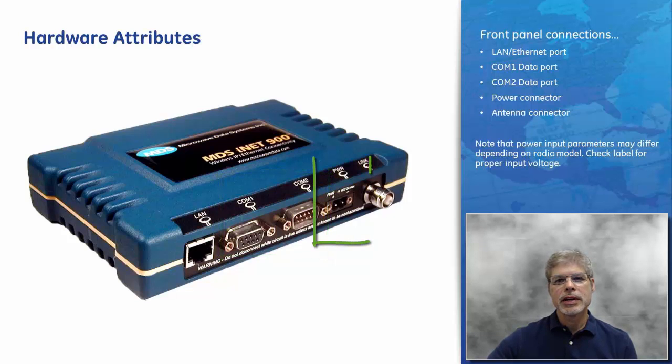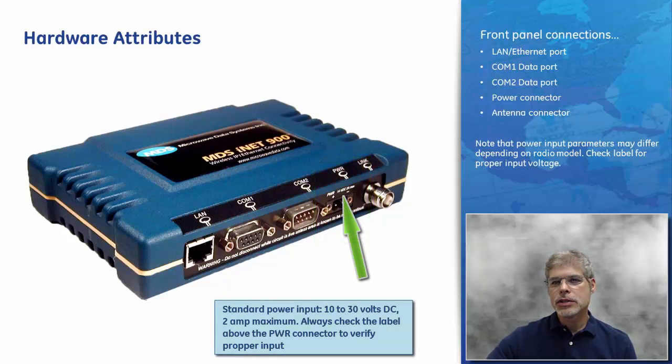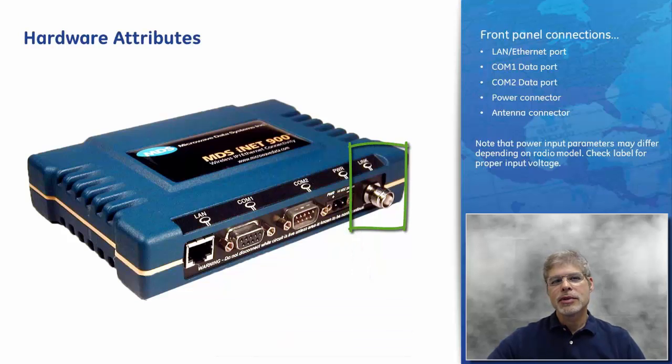Next to that is the radio's power connector, a 2-pin locking type, used to attach DC power to the radio. Always check the label above this connector to determine the proper input for your particular unit. Finally, we have the RF antenna connection for the radio. This is a coaxial type TNC connector commonly used in such applications. It connects the coaxial cable that leads to an outdoor antenna. In some cases, such as a short-range link, a flexible antenna might be directly attached to this port.